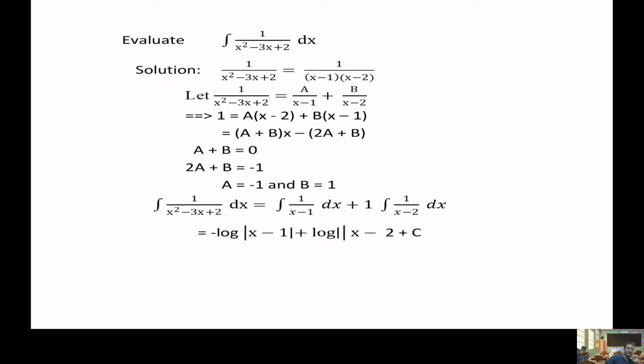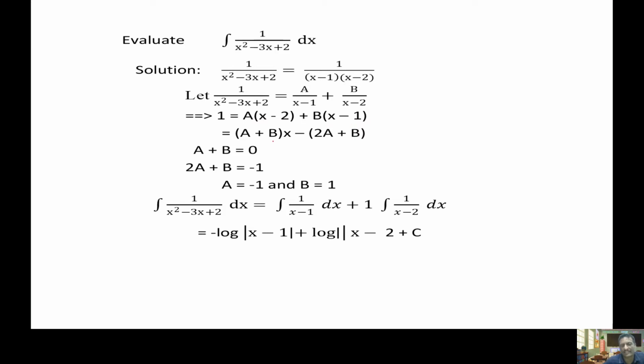You see, this is a question. Integral dx by x squared minus 3x plus 2. You can write it as 1 by (x minus 1) into (x minus 2). So it is A by (x minus 1) plus B by (x minus 2). So you can write 1 is equal to, taking LCM, A into (x minus 2) plus B into (x minus 1).